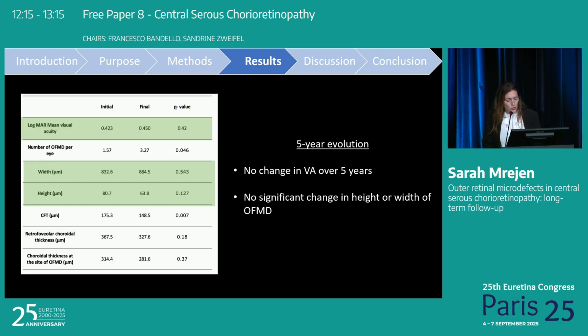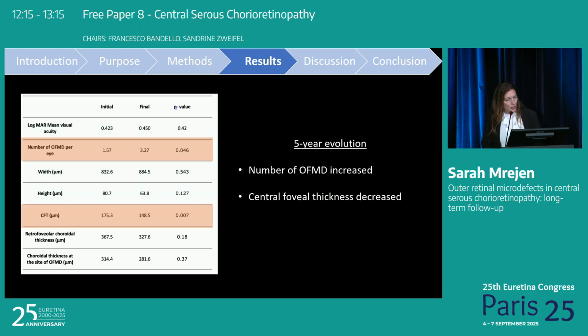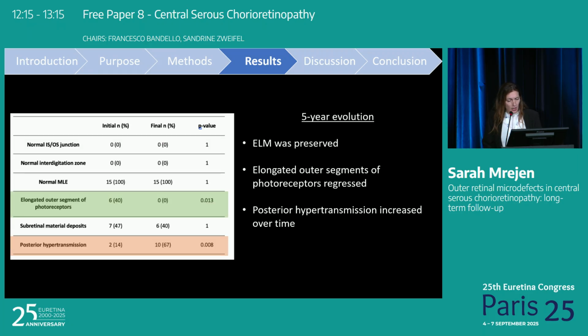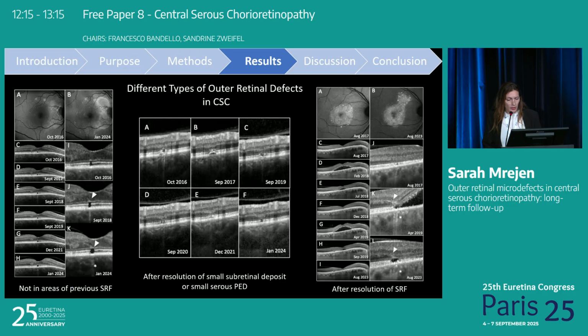So over 5-year evolution, there was no change in visual acuity, no significant change in height or width, even though there was a tendency to increase the width of this OFMD. The number of small defects increased over time, and the central foveal thickness decreased. The ELM was always preserved over time, and the elongated outer segments of the photoreceptors tend to regress over time, as I showed you on that case, and the posterior hypertransmission on OCT increased over time.